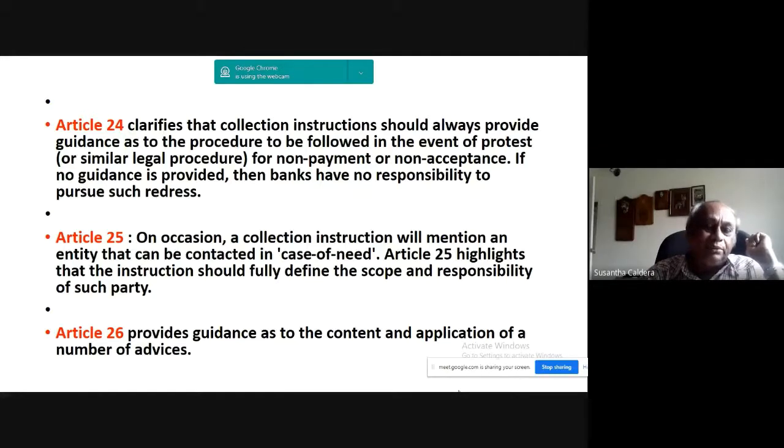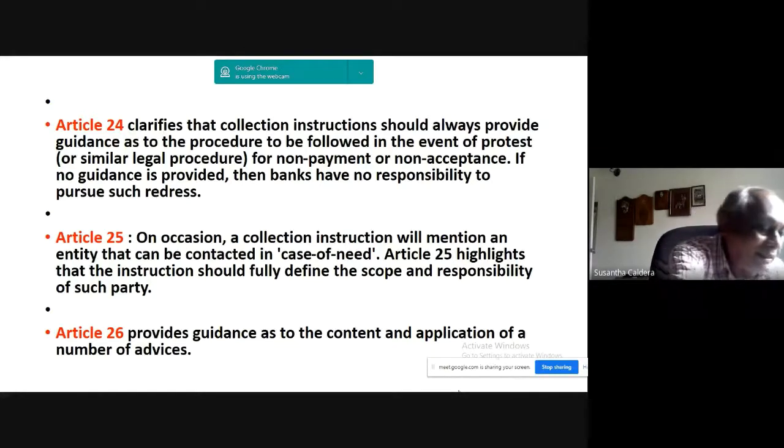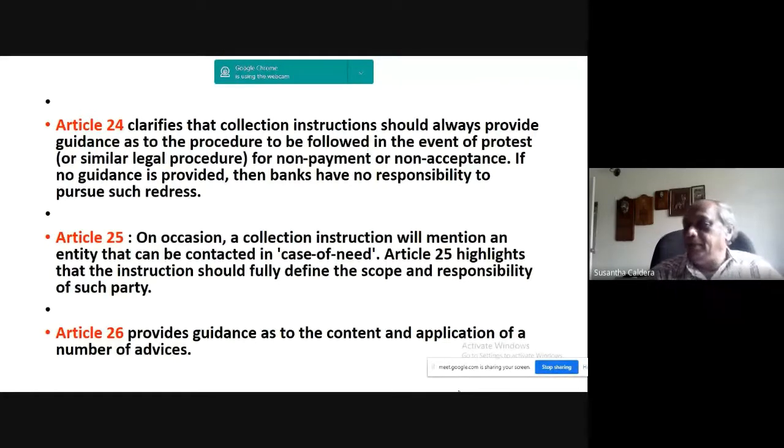Okay. Article 26 is advices. The form of advice, how we have to do it, right? Collecting banks are to advise in accordance with the following rules.